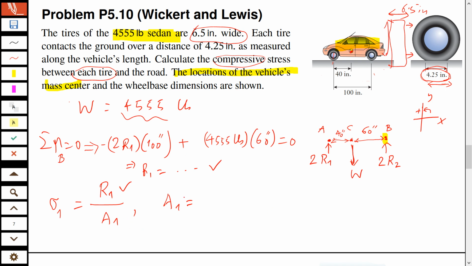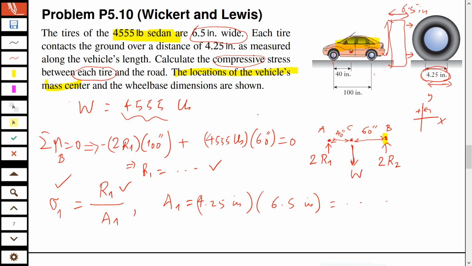So now we need to multiply 4.25 inches and 6.5 inches. You multiply this, and now you know R1, you know A1, you get sigma 1. ठीक है. और यही कैलकुलेशन आप R1 R2 के लिए भी कर ले.